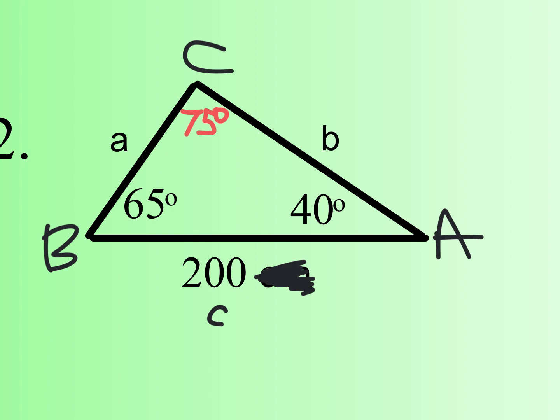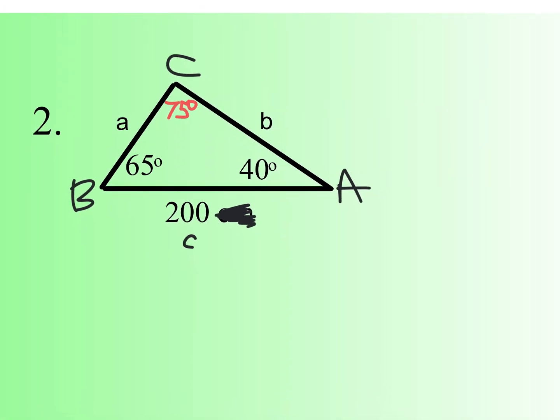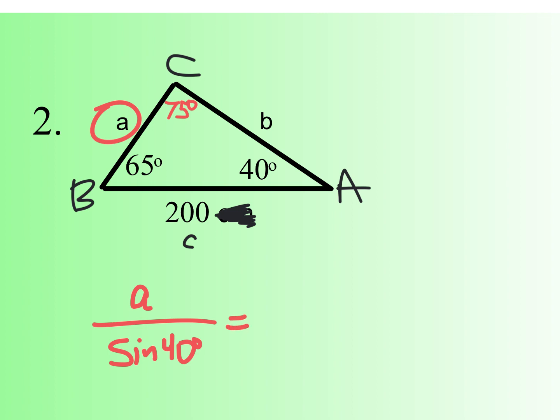Okay. All right, then, what do you want to solve for? Doesn't matter. Let's go with A. So then, start with it. Anya, can you tell me what to write next? Yeah. A over sine 40 is equal to 200 over sine 75. I noticed that you picked the one where you have both facts. That was smart. So 200 over sine 75.